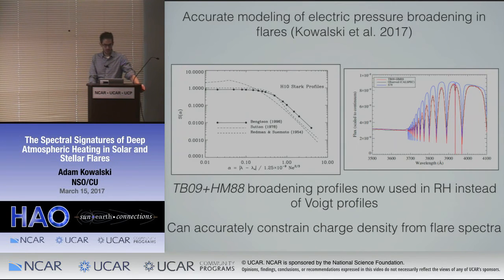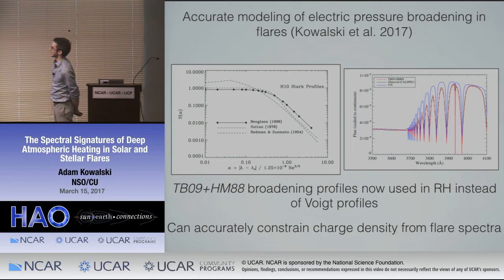However, the RH code we found was not equipped with the most accurate treatment of the Stark effect, or this electric pressure broadening of the lines. And actually, this has been known since Johns Kroll et al. 1997. The figure on the left is from Johns Kroll et al. 1997.